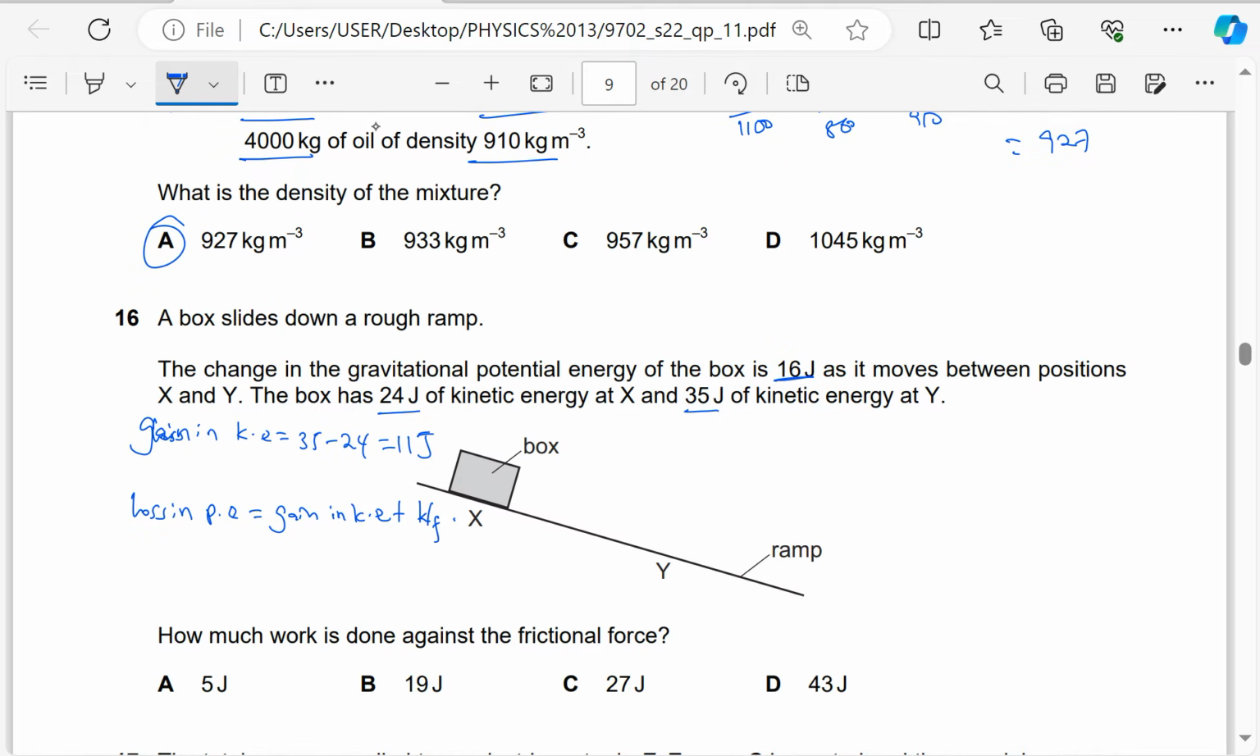So how much work is done against friction? So the work done against friction is simply going to be 16 minus 11, which gives us 5 joules. So the answer is going to be A.